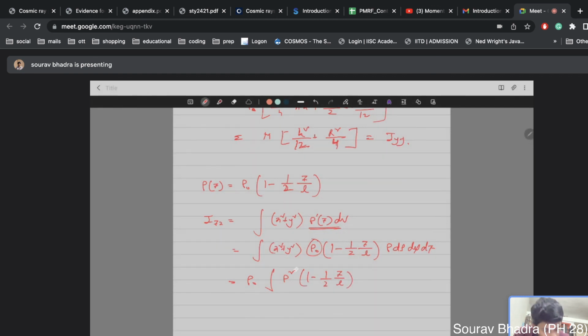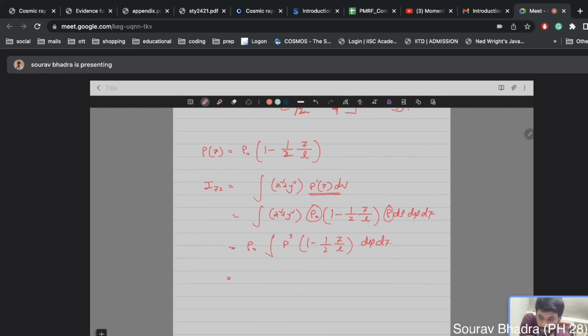Then there is another rho, that is rho cube. I have used this rho also, and there is d phi dz. Let me check. Yes, so if you do it, rho 0, rho cube d rho d phi, 1 minus half z by L dz. So rho is 0 to r, 0 to 2 pi.